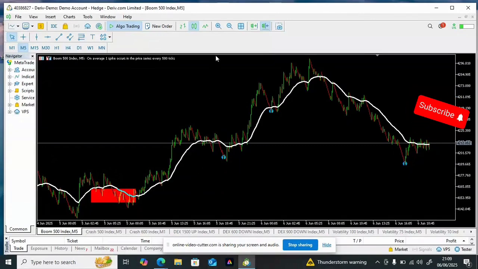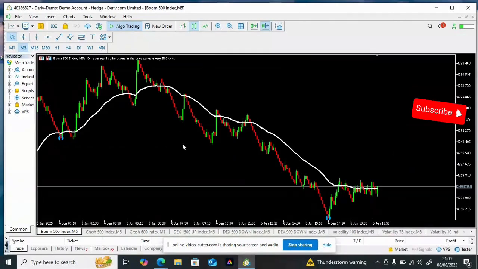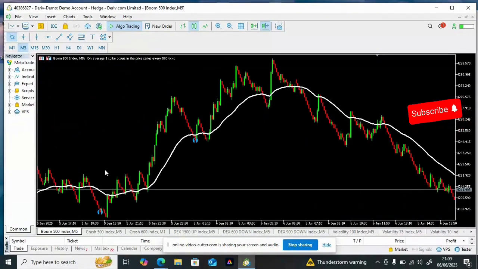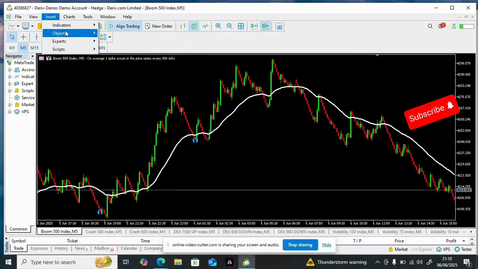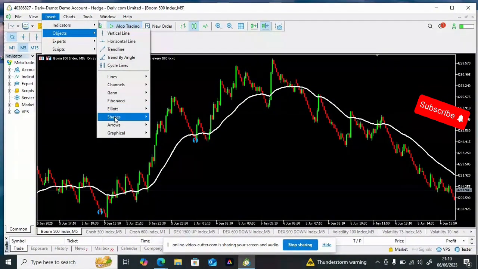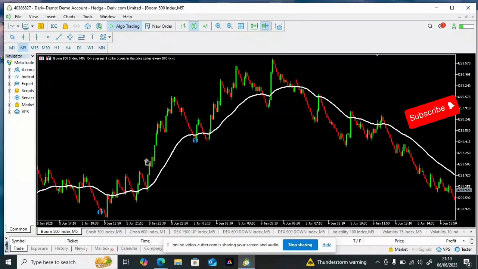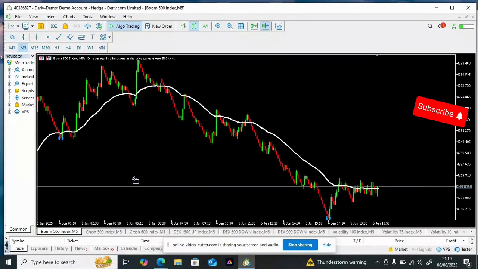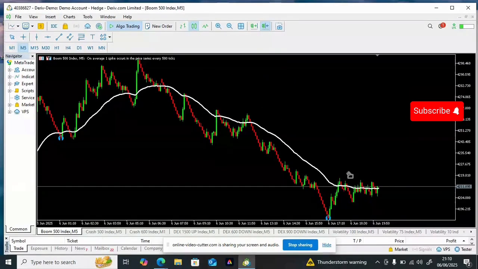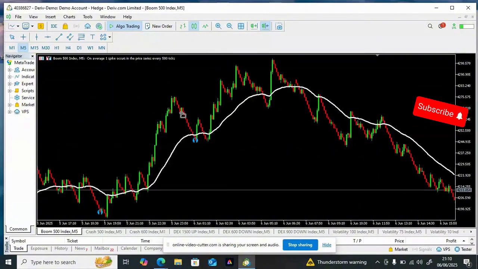The first thing you need to know is when price, the candlestick, is above this moving average, I want you to do what we call a scalp. You will be scalping this market. Let's take it for instance. Here it wants to cross. This moving average can serve as support and resistance.